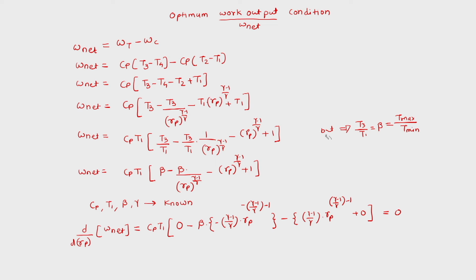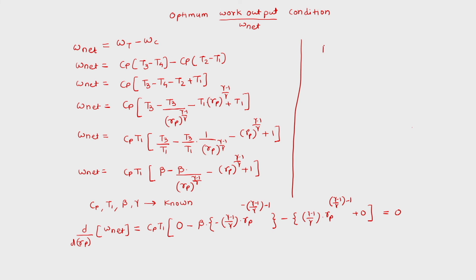Having set this differential to 0, we can make use of this part, and then this differential can be made 0, and then Cp T1 can be divided out since it is a non-zero number. Basically we then have only 2 terms to get the W net condition. If we rearrange these 2 terms, T1 would go, and this (gamma minus 1) upon gamma would also go, and then we can rearrange the ratios, and we get beta is equal to Rp bracket raised to 2 (gamma minus 1) upon gamma.